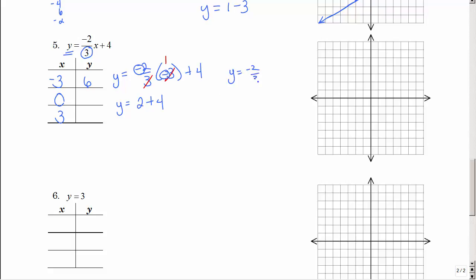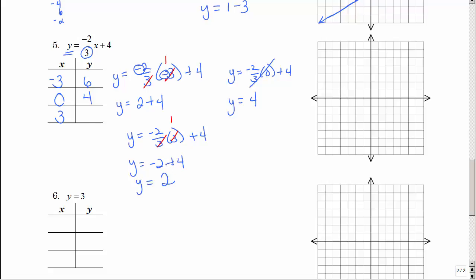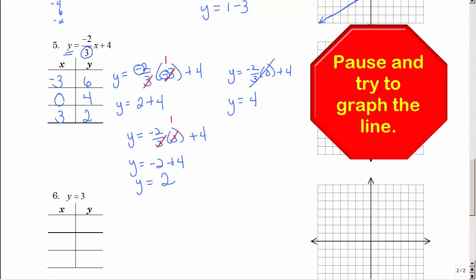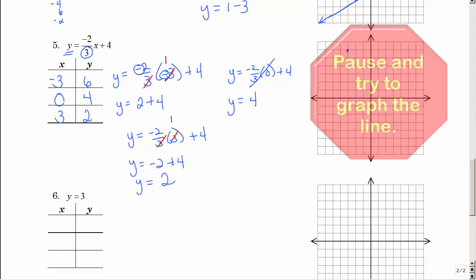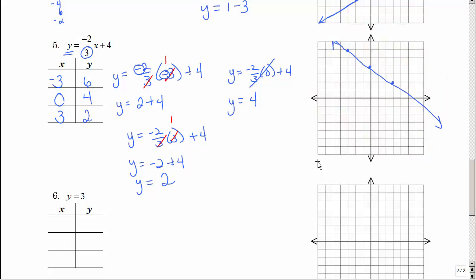Then we have the easy arithmetic with 0. And then our last one, we've chosen nice, easy numbers to deal with. And I believe that gets you 2. So again, why don't you pause, plot those points, graph the line. Again, I could have benefited from a straight edge, but there you go.